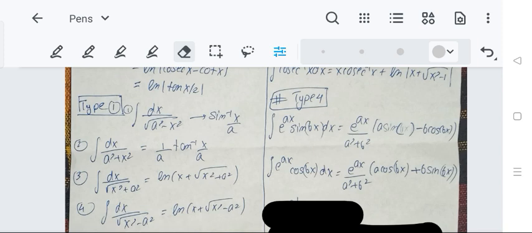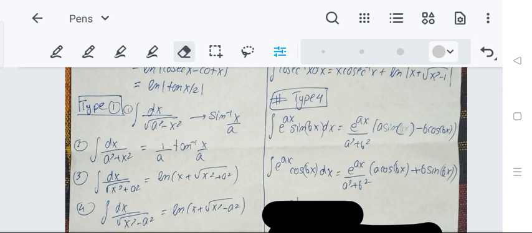This type 4 is not for JEE Mains, and inverse function integration is also not for JEE Mains, it is for JEE Advanced. Similarly, the integration of e raised to the power ax cos of bx dx is e raised to the power ax divided by a square plus b square multiplied by a times cos bx plus b times sin bx.